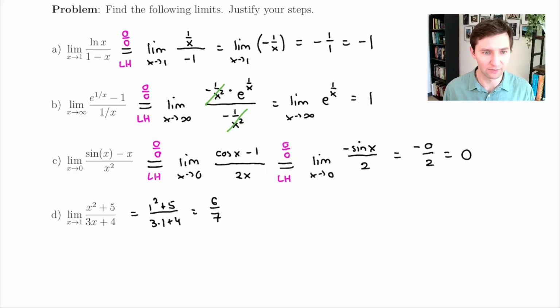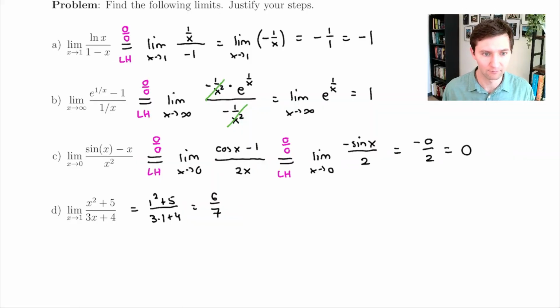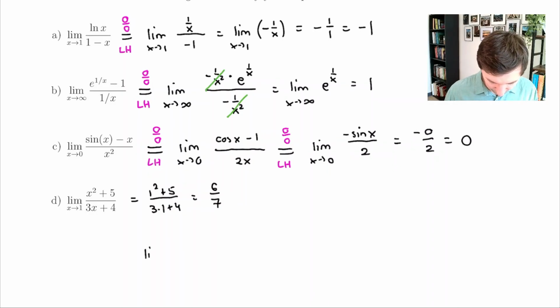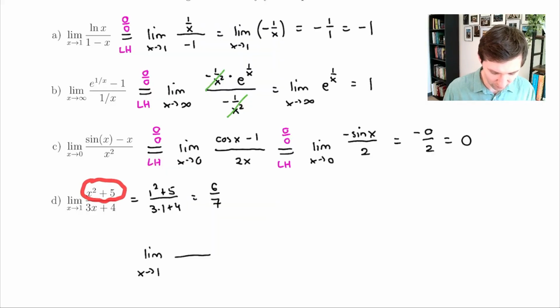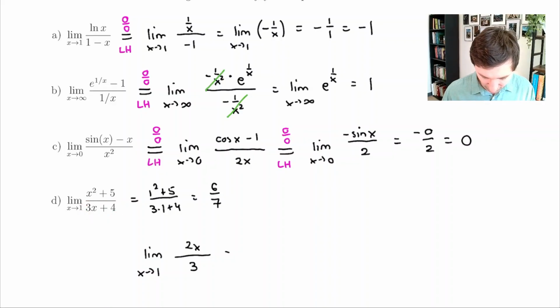What would have happened if I took the derivatives? Will I get the right answer? Let's try. If I compute the limit of the derivatives, the limit as x goes to 1 of the derivative of the numerator and the derivative of the denominator, will I get the right answer here? The derivative of x squared plus 5 is 2x. The derivative of 3x plus 4 is 3. Plugging in 1 to this expression gives me 2 divided by 3. This is wrong. These two numbers are not the same.